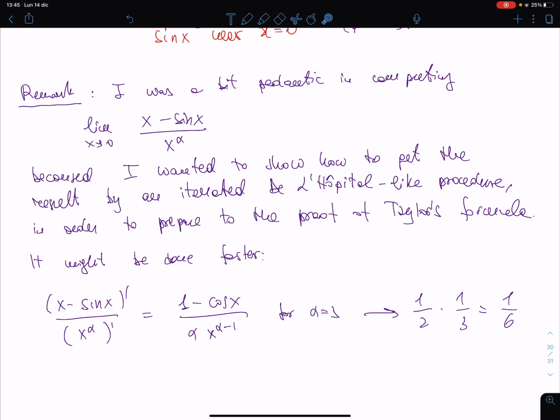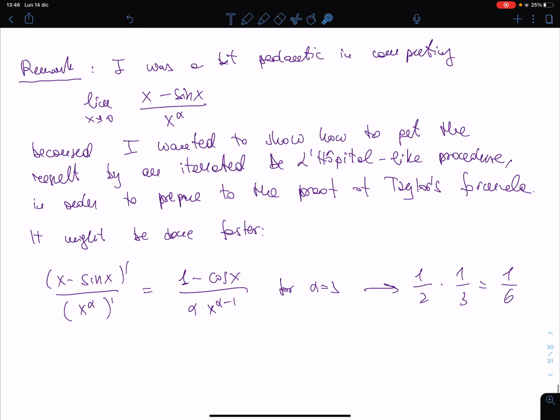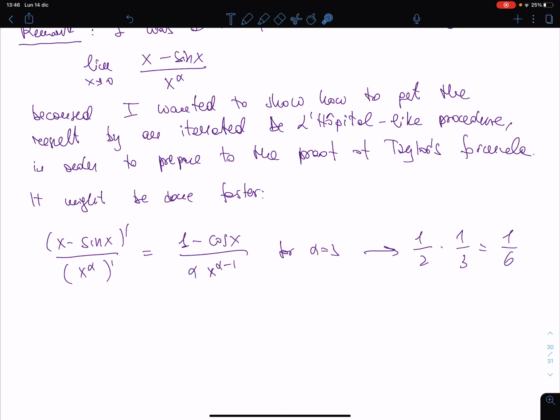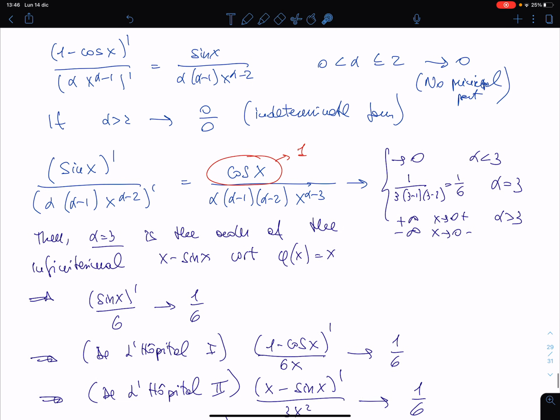Then here you don't have directly that for smaller alpha it goes to 0, and for larger alpha to plus or minus infinity, but it is immediately done once you have this result here. So don't get scared by the fact that here I used L'Hopital many times. Okay, this is all for what concerns the motivation, and I will use this discussion in order to introduce Taylor formula in the next video.